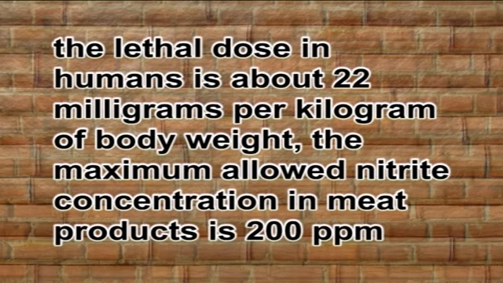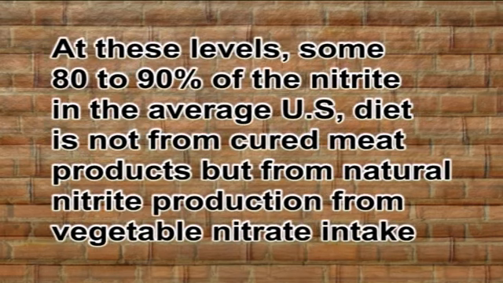Because of the relatively high toxicity of nitrite, the lethal dose in humans is about 22 milligrams per kilogram of body weight. The maximum allowed nitrite concentration in meat products is 200 ppm. At these levels, some 80 to 90% of the nitrite in the average United States diet is not from cured meat products, but from natural nitrite production from vegetable nitrate intake.